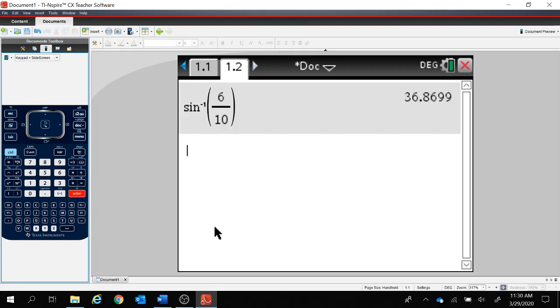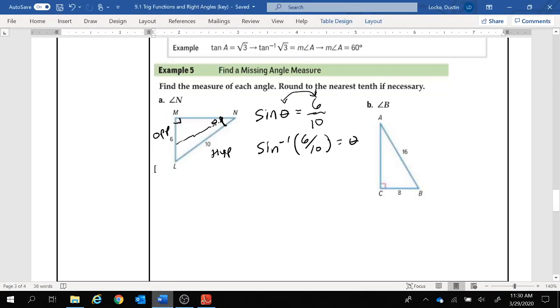36.8699 is going to be the angle. Now, depending on what the problem is or what type of assignment it is, some people will want you to round it to the nearest whole angle. Some people will want you to do 1 or 2 decimal places. For right now, let's just do, we'll say angle N, or we'll say theta, I guess, first.